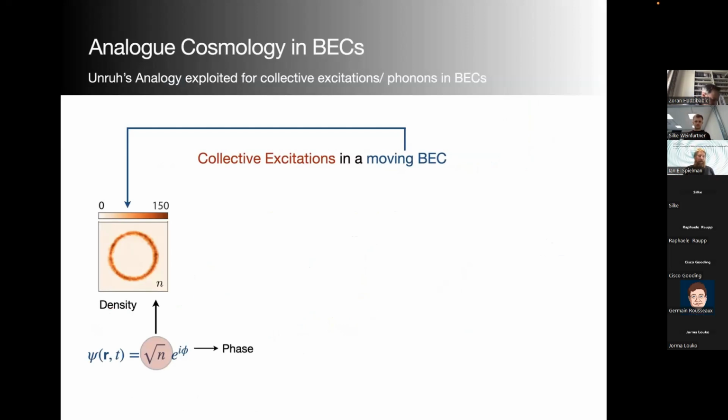So with that in mind, what we were wanting to see, let's now delve into the experiment and understand what we're doing here. So what we're looking at specifically are collective excitations in an expanding or contracting Bose gas. All of our data is going to look something like this. The density is going to be, in this case, atoms per square micrometer. We're going to describe the many-body wave function of the system in terms of a local density as well as a phase.